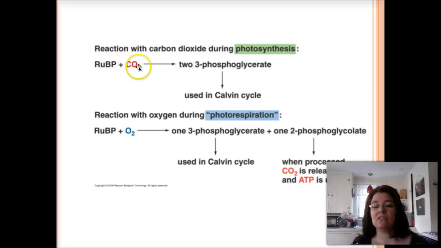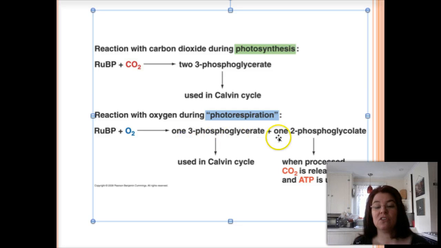In photosynthesis, carbon dioxide comes together with RUBP to create 3-phosphoglycerate for the Calvin cycle. But in organisms that can do photorespiration, RUBP is combined with oxygen to create 2 intermediates, 3-phosphoglycerate and 2-phosphoglycolate. The 3-phosphoglycerate is used in the Calvin cycle, and the 2-phosphoglycolate is diverted for other reactions.